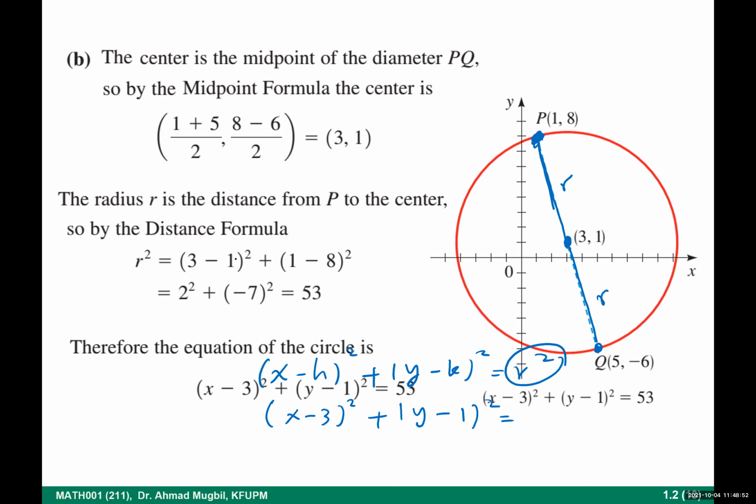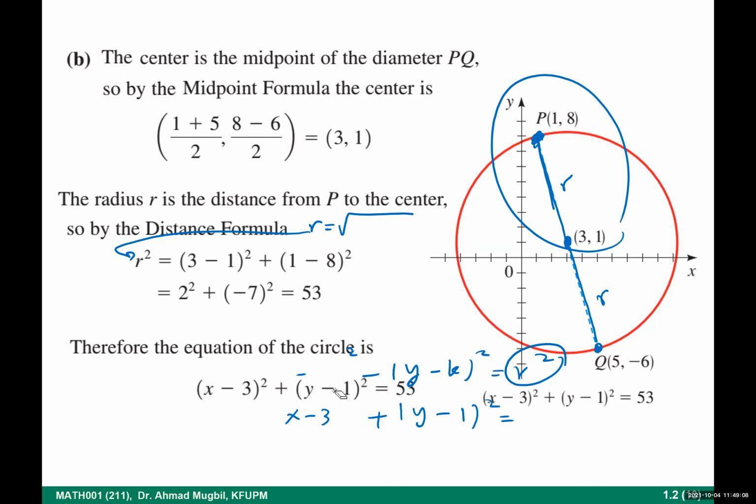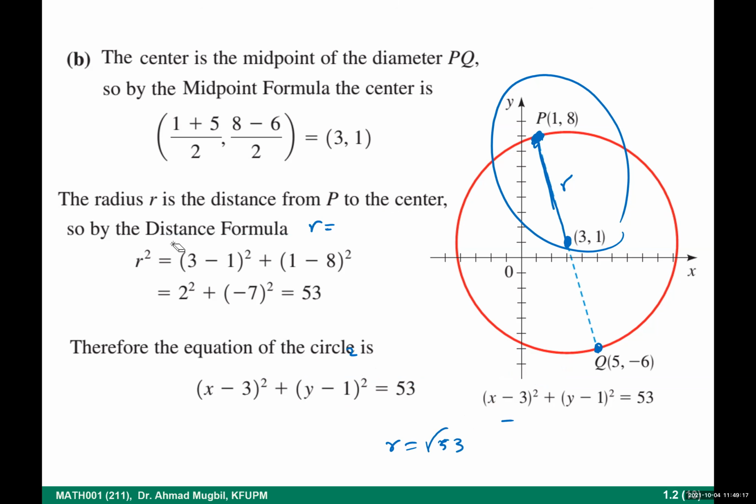R squared is the distance. No, he did find it between these 2 points. He directly used R squared. Of course, you can find R at the beginning, then square. He just squared both sides, and you will get this. And of course, now R squared is 53. So now R, in fact, is the square root of 53. Is it clear how to find the equation of the circle if you have some given information about it?